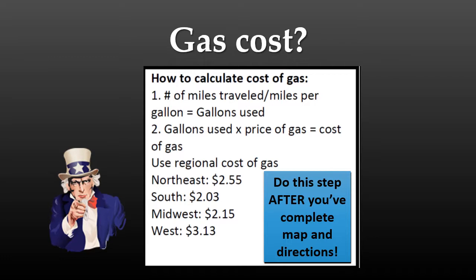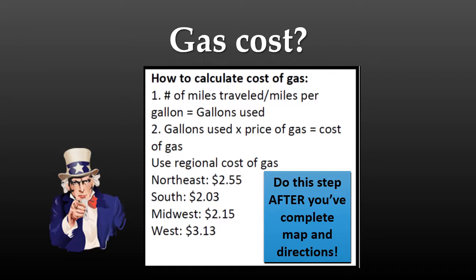Here's how you calculate the cost of gas. First of all, you add up the number of miles that you traveled, and then you divide that by the miles per gallon for your specific make and model of vehicle. So if you get that Suburban, then you're only getting 16 miles per gallon. So let's say I travel 1,000 miles divided by 16 miles per gallon. That's going to give me the number of gallons used.